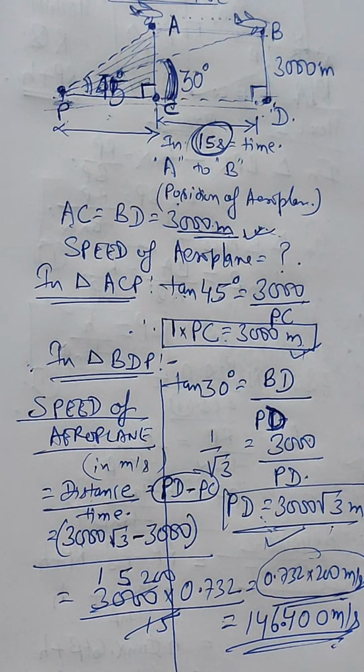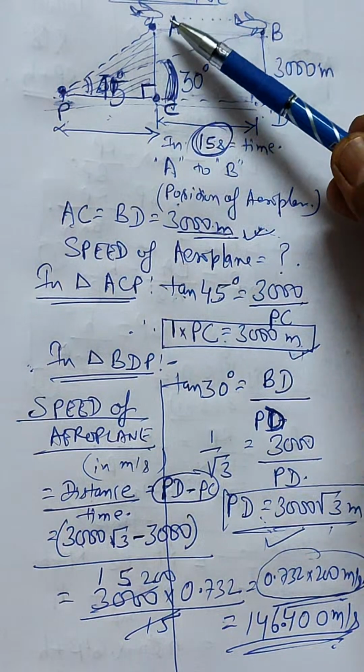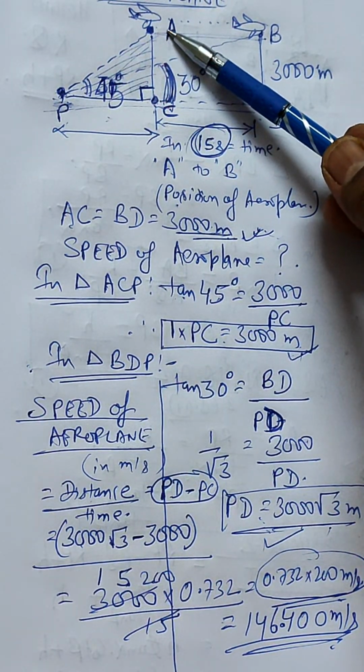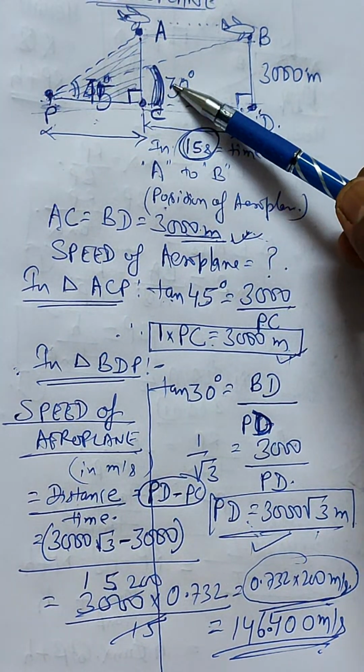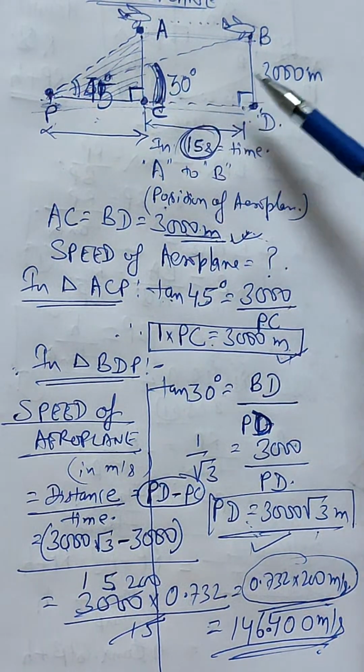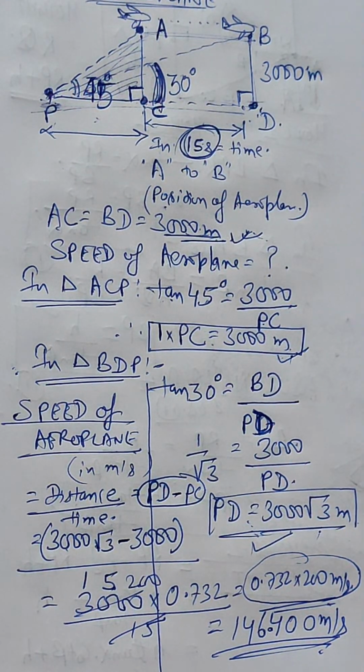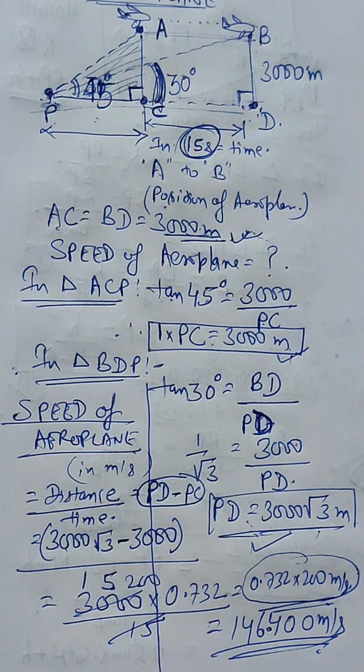The two conditions, as per the question, it was given that the angle of elevation of this aeroplane was changing from 45 degree to 30 degree in 15 seconds of time, right? So in this way we have solved it, right? Now quickly coming to the next question.